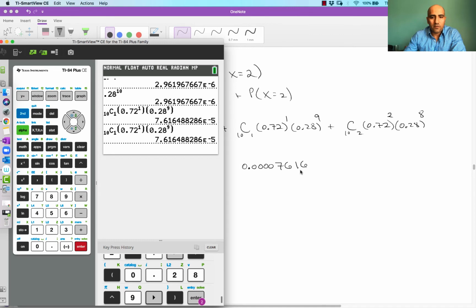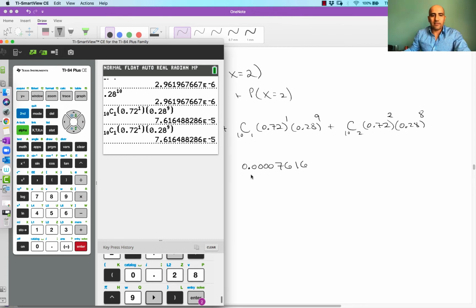Okay. So 7616, and we move the decimal over 5 spaces. So there should be 4 zeros. 1, 2, 3, 4, and then that space, the extra space. So in total, we moved it over 5 spaces. From here, 1, 2, 3, 4, 5.